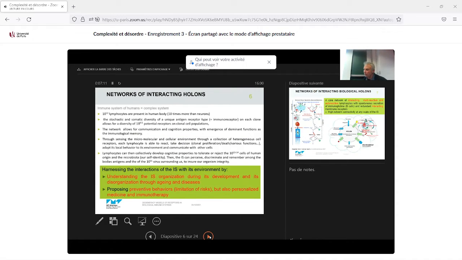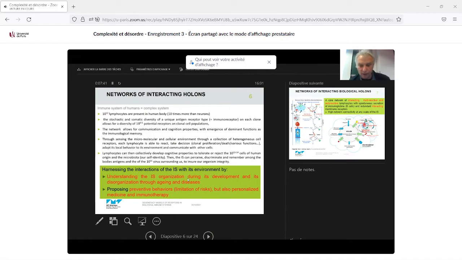So we need a starting point. And if we want to understand the immune system organization, its development and its disorganization through aging and diseases, we have to get some insight into it. And so it's a complex system. Here you have a list of features enhancing this complexity, emphasizing this complexity.